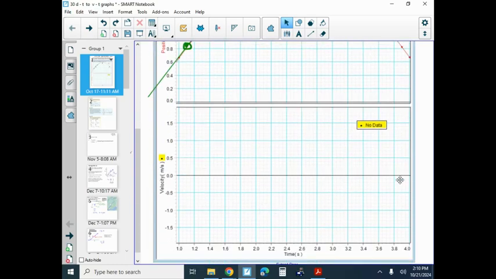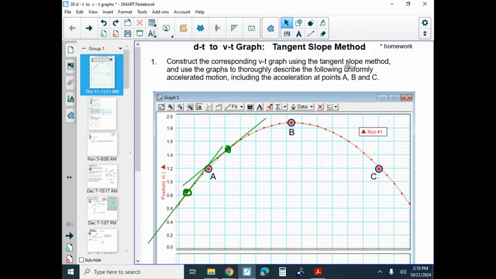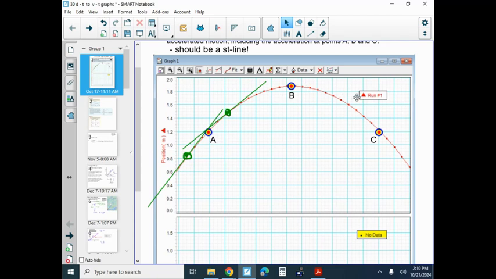And so you'll get a VT graph result here, and you can describe the kind of motion. You know what? I modified this recently and added in this uniformly accelerated motion. So you'll be looking for it to be a straight line. If you're doing your tangents and your calculations right, it should be a nice straight line. And then when you're analyzing it, you can answer what you think the accelerations are at these points.